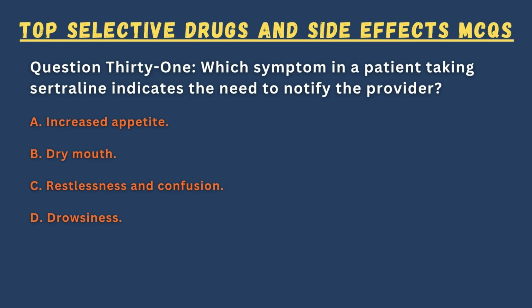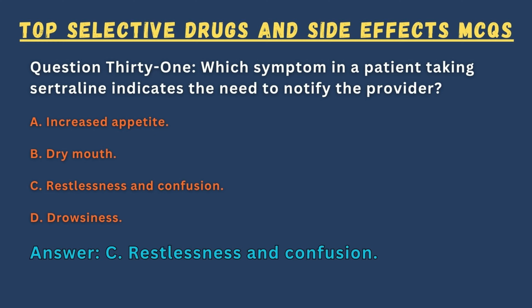Question 31. Which symptom in a patient taking sertraline indicates the need to notify the provider? A. Increased appetite. B. Dry mouth. C. Restlessness and confusion. D. Drowsiness. Answer: C. Restlessness and confusion.